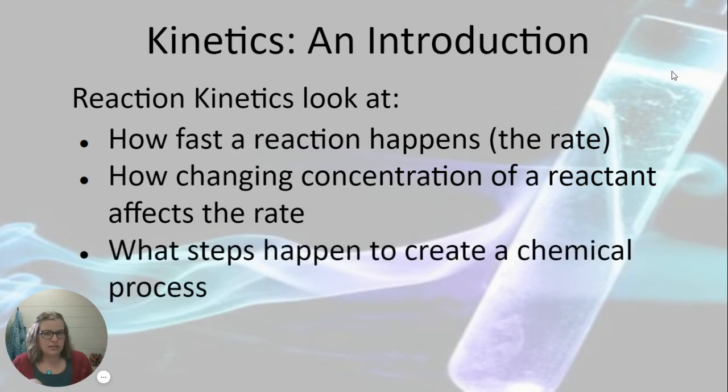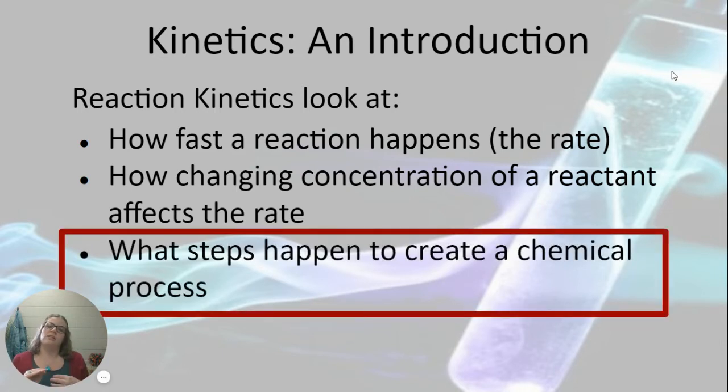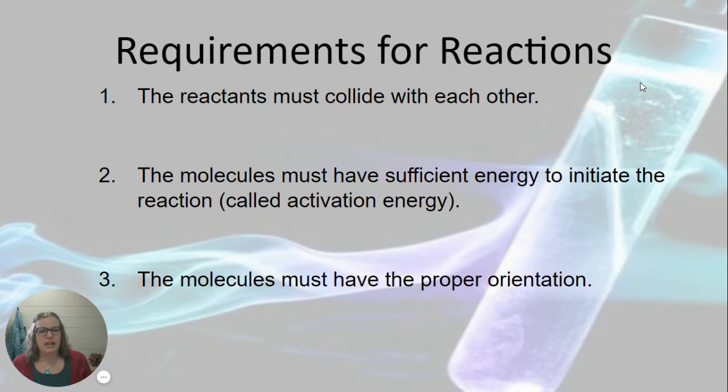And what we're getting into today is what steps have to happen to create a chemical process. So to get from reactants to products, how does that happen in the first place? And so that's what we're going to take a look at today with mechanisms. So the first thing that we need to talk about today is something called collision theory. And it is essentially what has to happen for a chemical reaction to occur, because there are some things that have to happen. If they don't, the reaction's not going to occur in the first place.